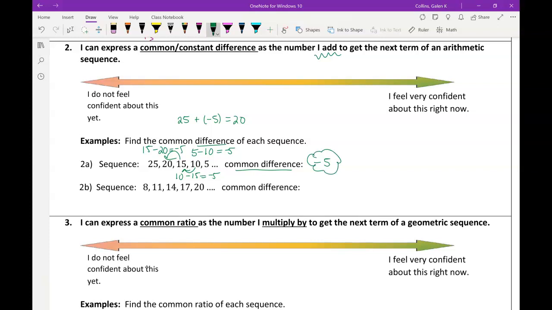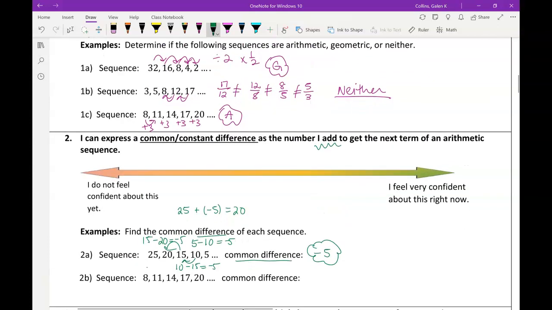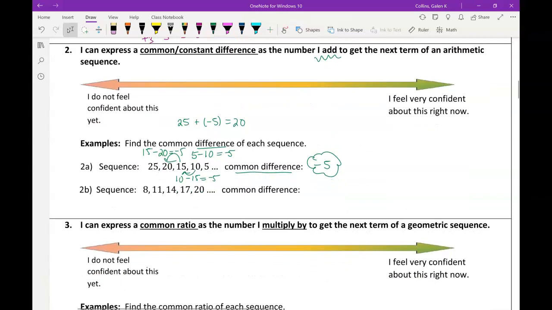Okay, 2b, similar sequence. In fact, I think I maybe just copy and pasted the one from 1C. I sure did. So again, our common difference here is 3. I bet you remember that from a few minutes ago. And again, I could either think about what I'm adding by or work backwards and subtract. 20 minus 17 is 3. 17 minus 4 is 3. So our common difference is positive 3. All right, I'm feeling very confident about this right now.